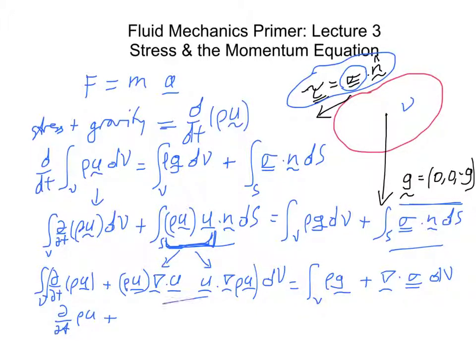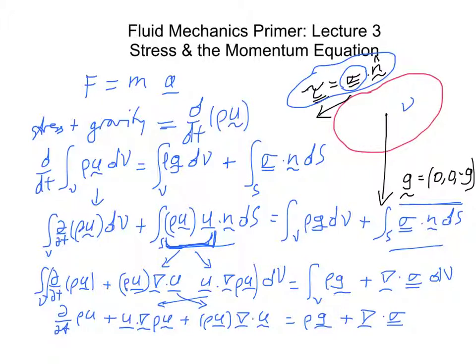plus, I'm actually going to swap these terms around, sorry, I should have done them in the opposite order to start with. Then the next one is just this term here, rho u times the divergence of u, and on the right we have rho g, and then we have the divergence of our stress tensor, which we don't quite understand yet.